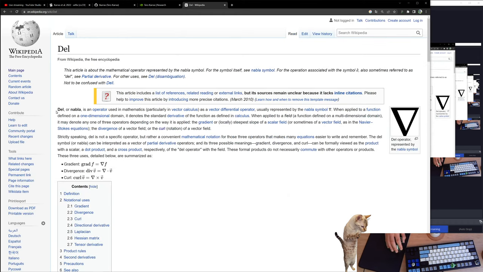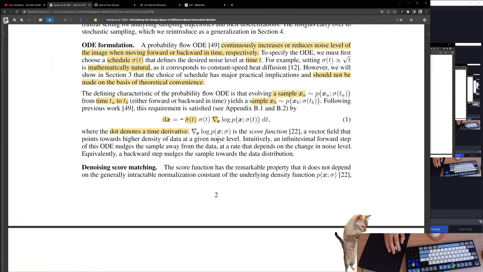Nabla. When applied to a function defined on a one-dimensional domain, it denotes the standard derivative of the function as defined in calculus. Okay, so this means the derivative with respect to x of the log of the distribution, right?